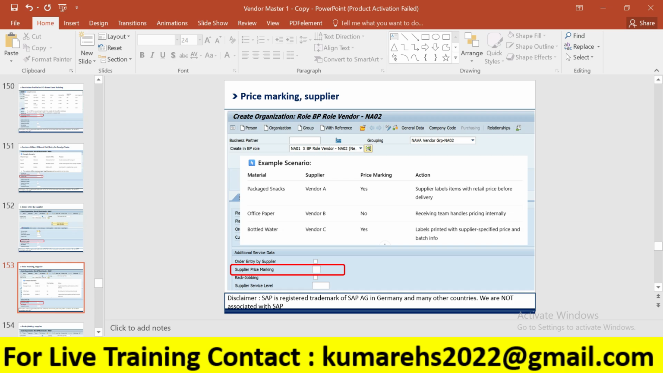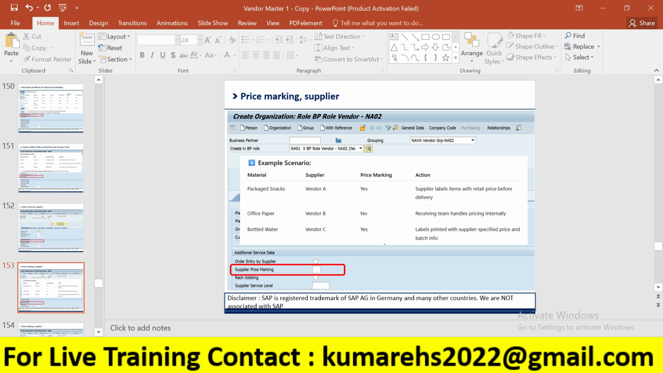So, example scenario, there are three materials. Packaged snacks, vendor A, price marking is yes. Supplier labels items with retail price before delivery. Office paper, vendor B, price marking no. Receiving team handles pricing internally. Bottled water, vendor C, price marking yes. Labels printed with supplier specific price and batch information.